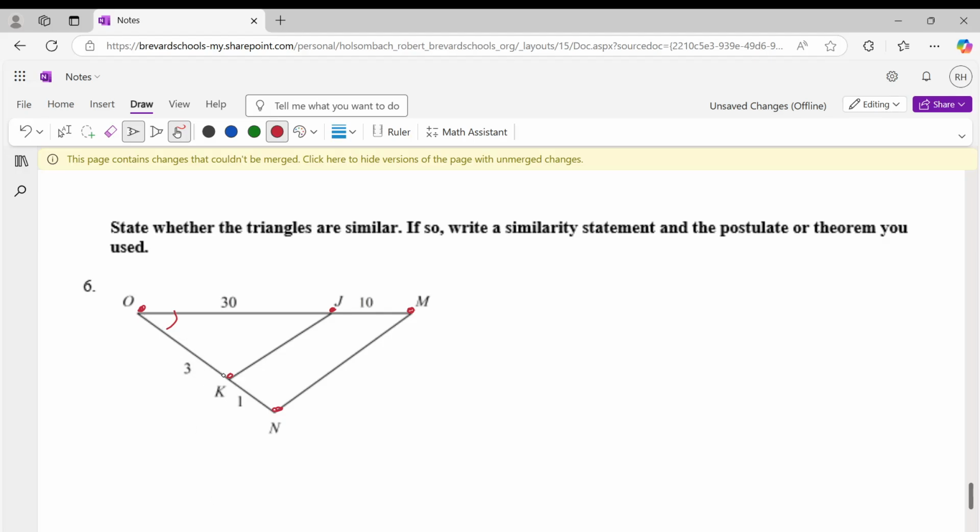We've got a small triangle with one side that's 3 and another side that's 30. The big triangle, now pay attention here. This isn't a difficult problem, but you've got to be careful. We've got a big triangle. What's the length of this whole side of the big triangle?